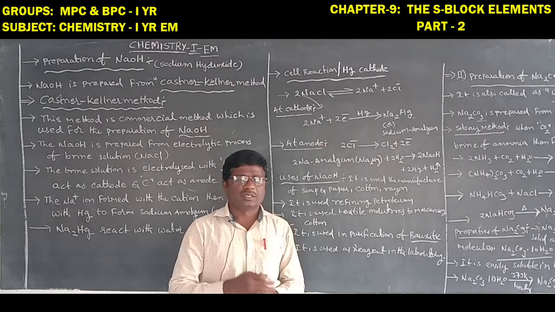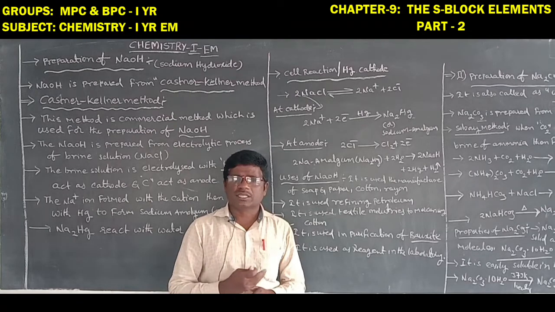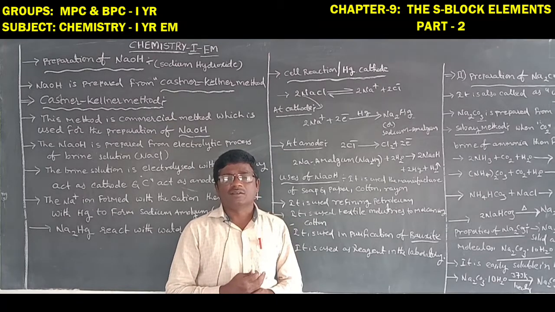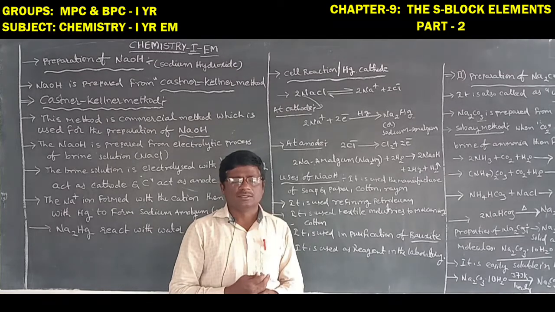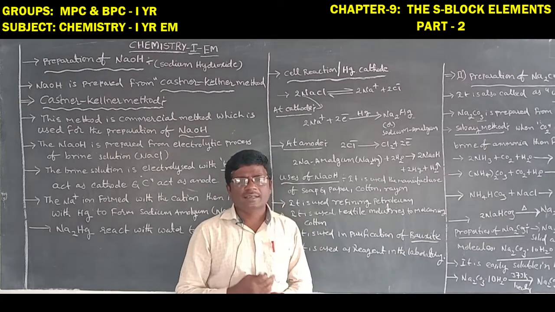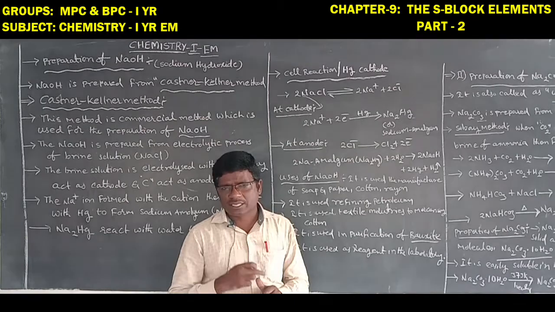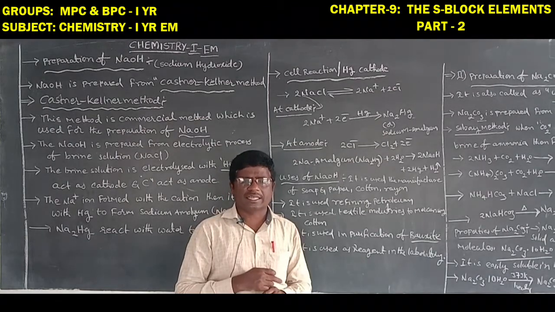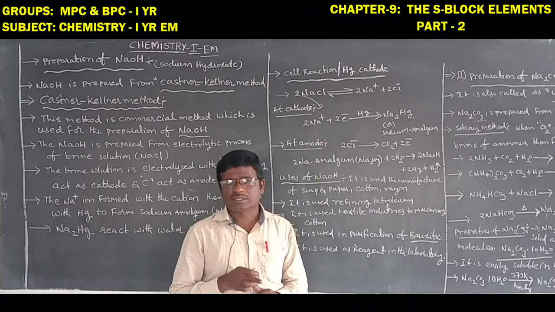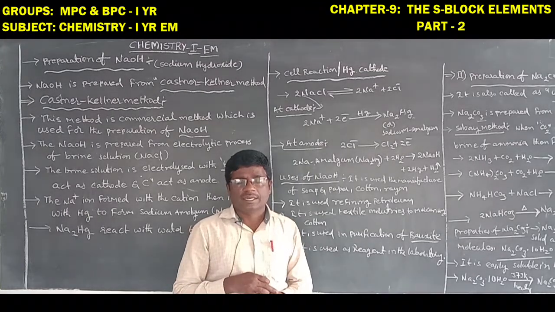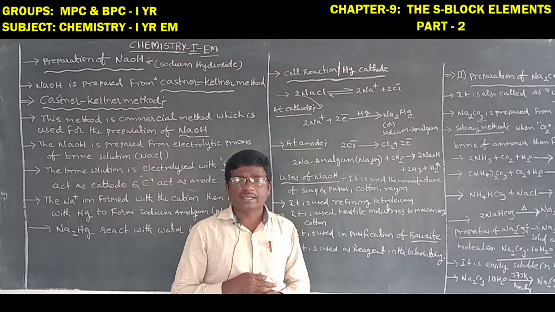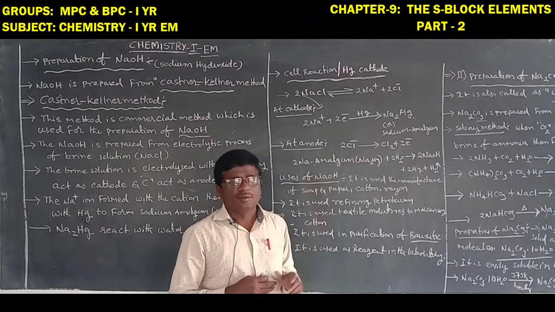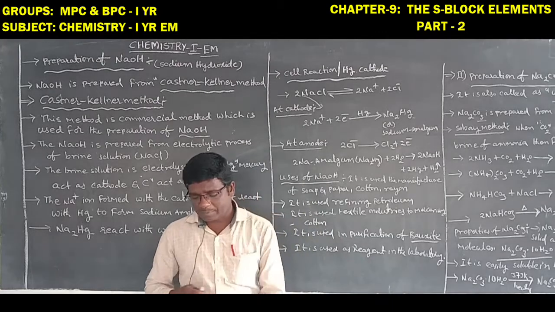Preparation of sodium carbonate. Na2CO3 is known as sodium carbonate. It is also called washing soda. Sodium carbonate or washing soda has the general formula Na2CO3.10H2O. Decahydrated sodium carbonate is called washing soda.